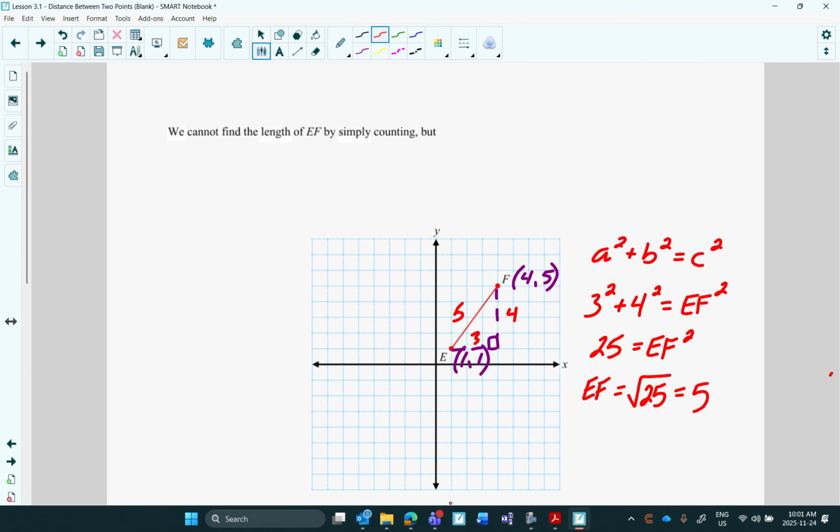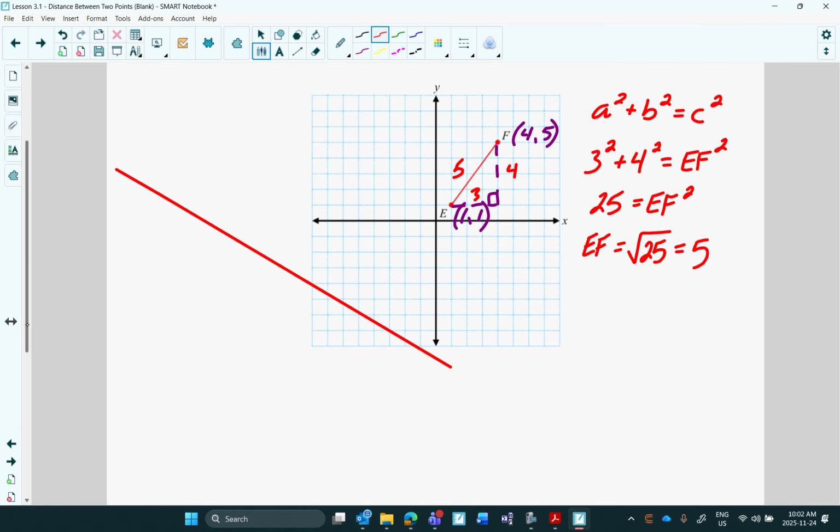But that's not very efficient. Because if you were asked to find, let's say you were just given these coordinates, this is the location of one town, this is the location of another town. What's the distance between those 2 towns? Do you really want to have to draw a coordinate grid all the time and then make a right triangle and then do Pythagoras? No, mathematicians are lazy. They want a formula. Okay?